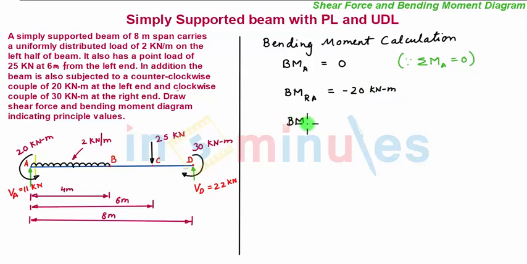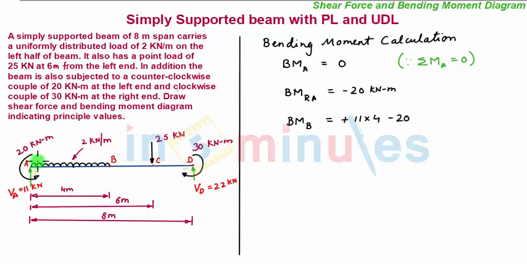Bending moment at point B is, if you consider the left hand side of section, we have a clockwise moment formed by the force vertical support action VA, which is acting at a distance of 4 meter from point B. So we have plus 11 into 4. Then there is an anti-clockwise moment of magnitude 20 kilonewton meter. On the left hand side of support, anti-clockwise moment is negative, so we have minus 20.